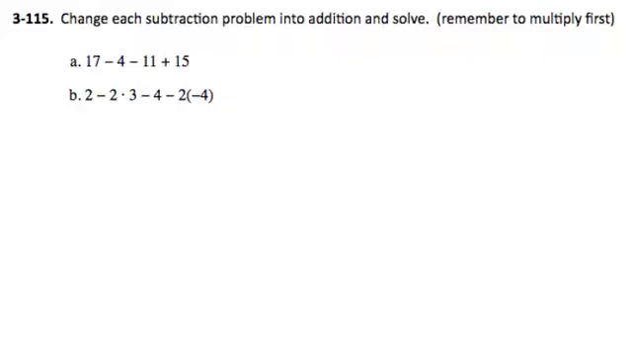Now for problem 115, change each subtraction problem into addition and then solve. But remember, if you see multiplication, you're going to have to do that first. So for like part B, you're going to have to do the 2 times 3 first, and you're going to have to do 2 times negative 4 first. Then you can go through and change subtraction to addition, and then you can move your numbers around. So practice that, and then type in your answers into Edpuzzle when you're done.